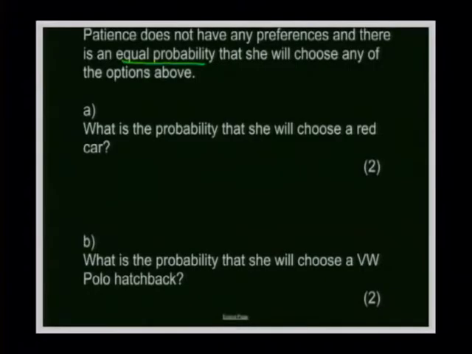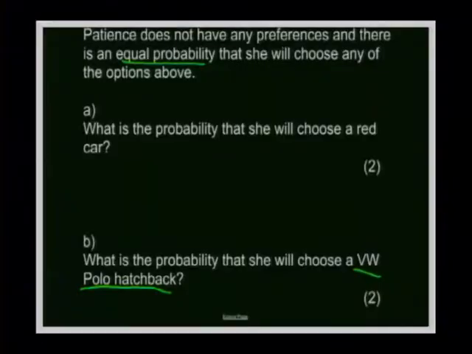What is the probability that she will choose a VW Polo hatchback? So again, go through your calculations, go through your outcomes, and when you draw your tree diagram, you must actually fill in all the outcomes, and then you can actually go through and count the VW Polo hatchback and see how many times that occurs. And then it'll be out of your total possible outcomes.